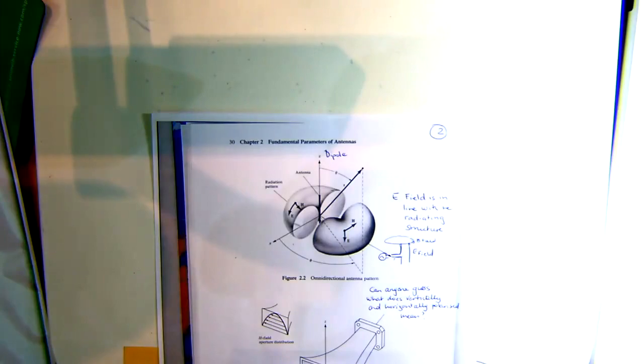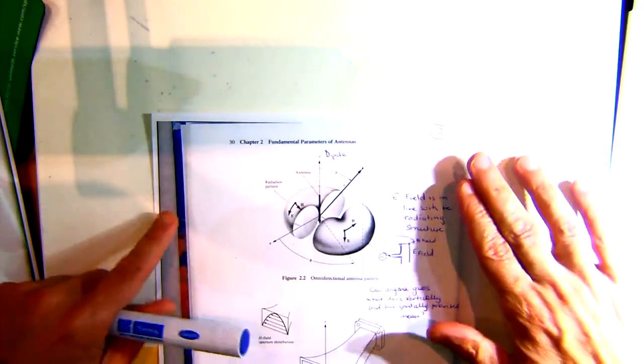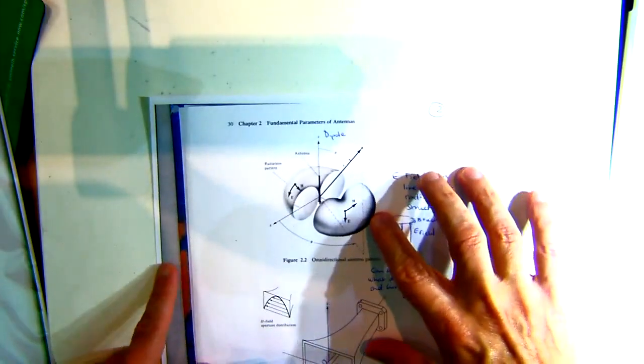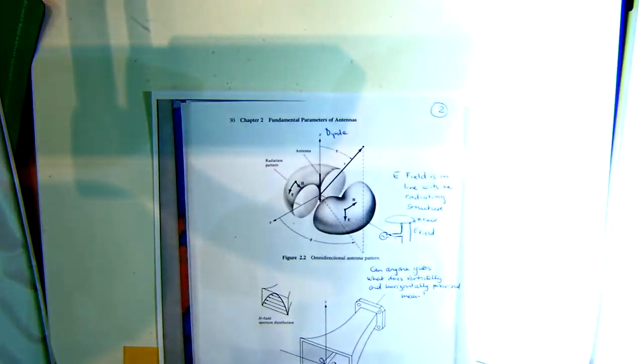Now, here, what I'm showing you is the radiation pattern for a small dipole, right? When I say a small or large dipole, usually what I'm talking about is how large that structure is relative to a wavelength of the signal that we're actually putting onto that structure, all right? Now, there are some important things that we need to look at, okay?